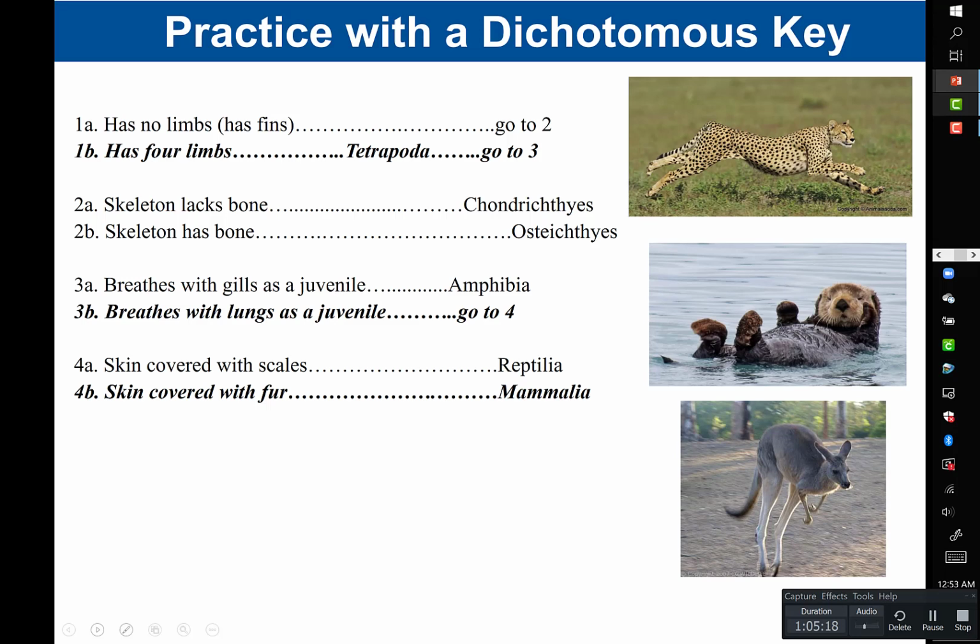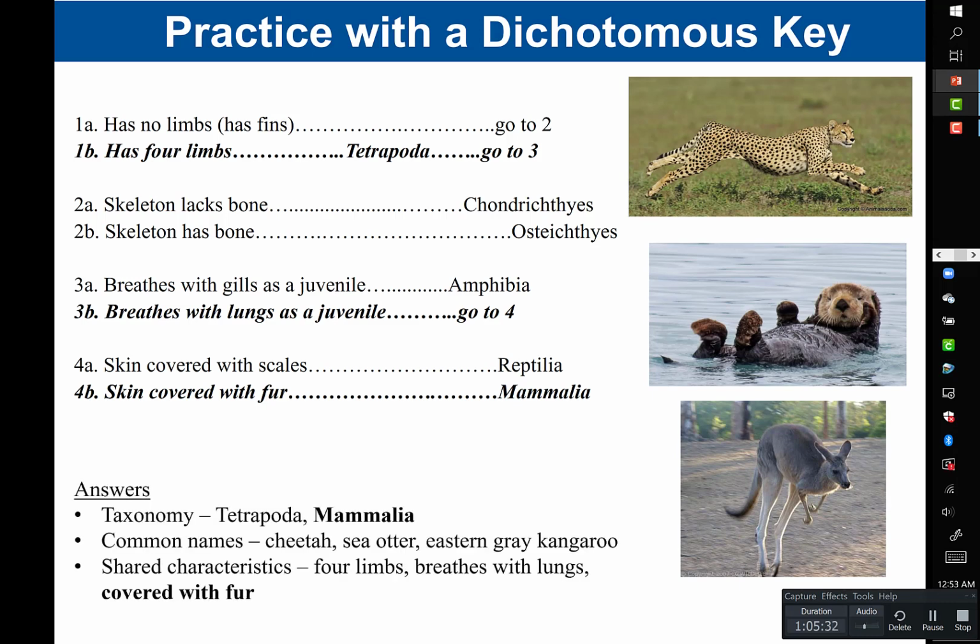Number 4, skin covered with scales, skin covered with fur. Which of those statements applies to these organisms? Well, they're covered in fur. They're mammalia. So our answer, or taxonomy, would be tetrapoda and mammalia, right? Notice it's tetrapoda and then the class mammalia.